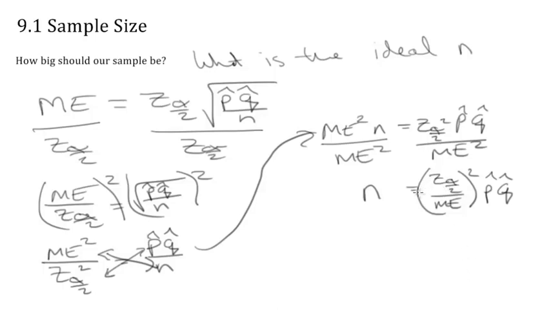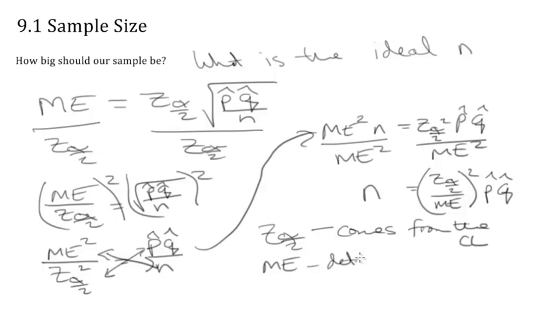The critical value is based on the confidence level. So if we need a certain amount of confidence, it comes from the confidence level. And the margin of error, well, we're going to need a margin of error that isn't too big to not be usable anymore. So this is determined by circumstances. And in your case, it'll be determined by the requirements of the problem.